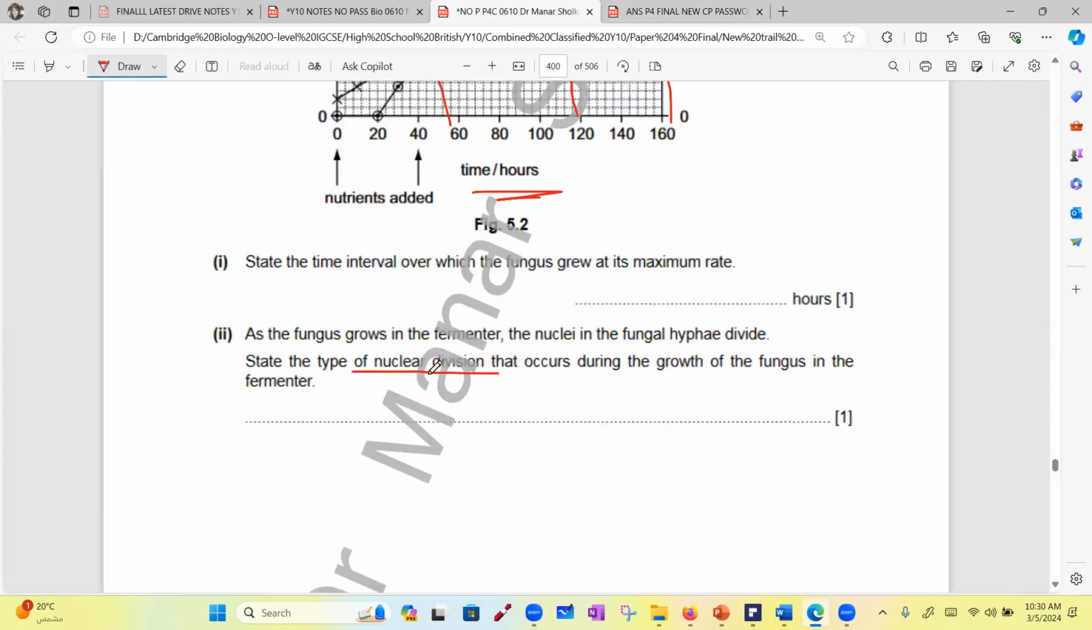State the type of nuclear division. This is not a bacteria. This is a fungus. It has a nucleus. So don't say binary fission. It's not a bacteria. It's mitosis. Okay? It has a nucleus. Bacteria has no nuclei. Good.